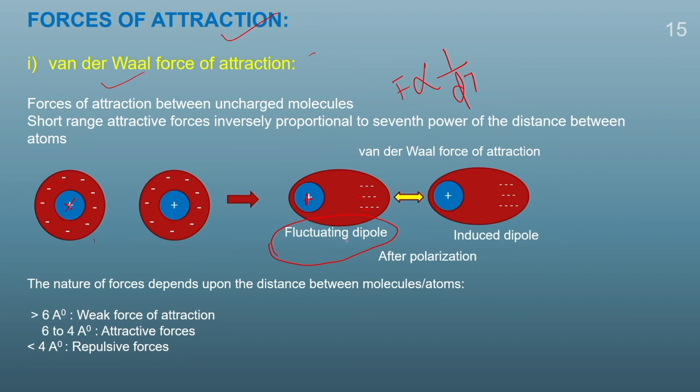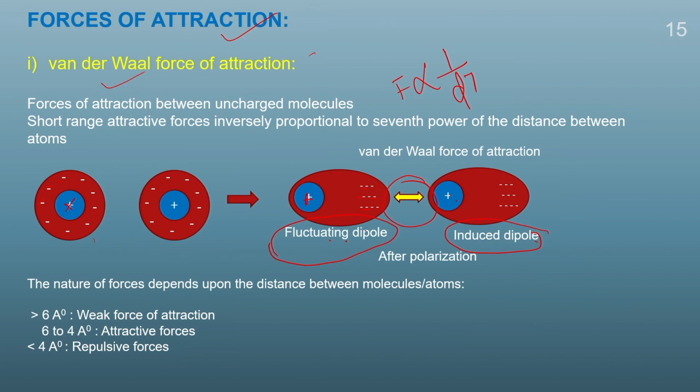Now, this fluctuating dipole induces another dipole in another molecule. So, this is known as an induced dipole. This induced dipole will be formed because of the fluctuating dipole, and now the negative end or the positive end of this fluctuating dipole and induced dipole will be attracted. So, this force is known as van der Waals force of attraction.